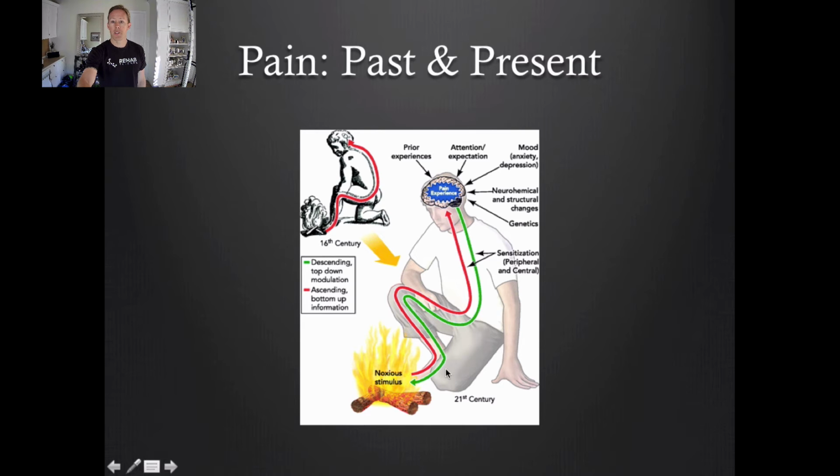Now we know that we have this two-way system where we have a noxious stimulus or a dangerous stimulus, and that activates receptors in our body called nociceptors. A danger message travels up our spinal cord to our brain, and then we have all these things that our brain considers. Not only the sensory information coming from our tissues, but our mood, anxiety, depression, our expectations of what might happen, what the situation means, prior experiences, genetic factors, sensitization. Our system can be ramped up and be a little more sensitive.